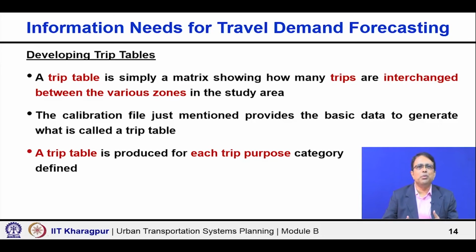A trip table may be produced for each trip purpose category. We can say that okay, all work trips we extract separately and make a matrix which is for the work trip. Similarly, maybe home based work, home based other, non home based trip, and so on and so forth, right. We can have different stratification as per the requirement of the project.